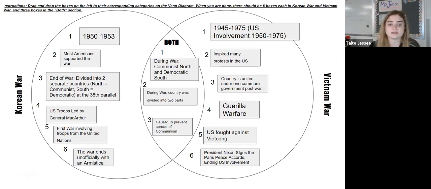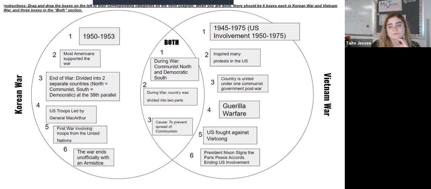Back to how both wars ended, if we look at the Korean War, that war ends unofficially with an armistice. So we do not have an official peace agreement for the Korean War. It's just kind of a more subtle agreement that the US is no longer going to be involved. The Vietnam War ends in an official peace accord. So President Nixon signs the Paris Peace Accords. You need to know that vocab word, Paris Peace Accord, officially ending US involvement.